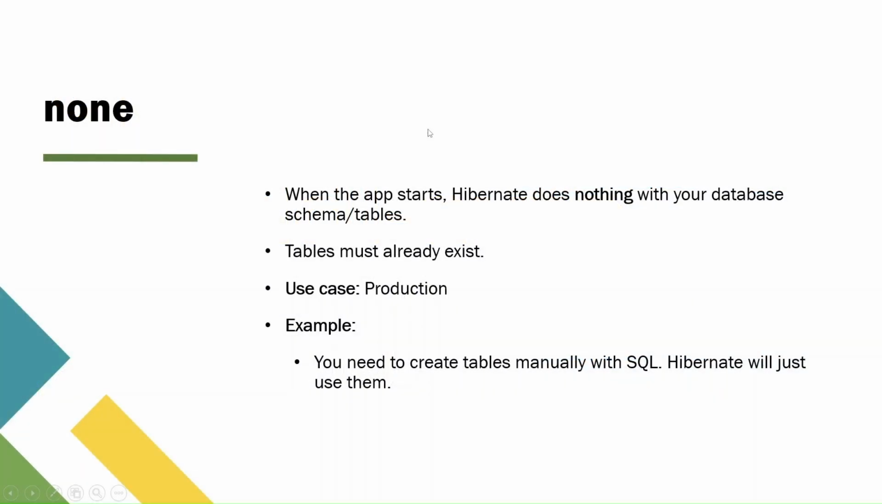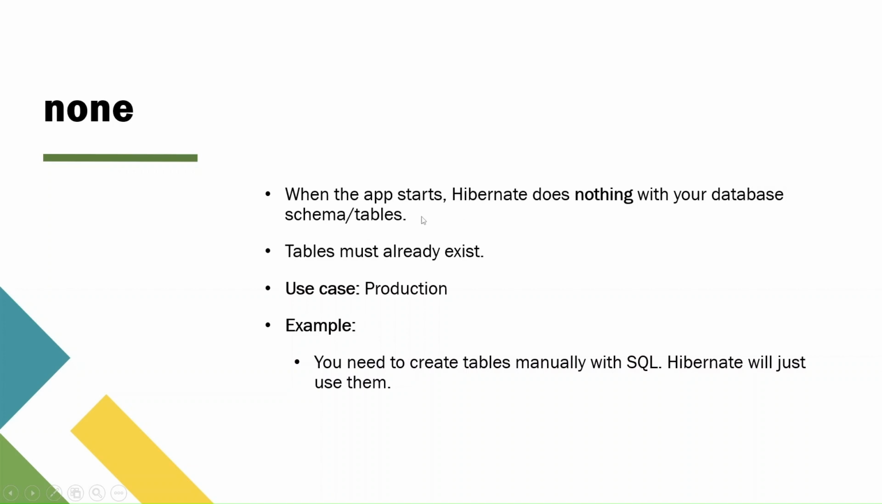None meaning nothing. Okay, so let's read the first point of the none property. When the app starts, Hibernate does nothing with your database, schema, or tables. I mean, none meaning nothing. We are telling Hibernate, hey Hibernate, just sit there. Don't do anything. We are giving this kind of instruction to Hibernate. Don't do anything. So meaning none.